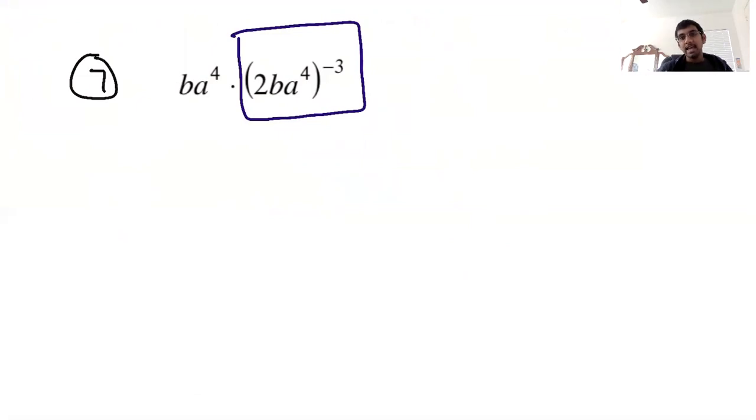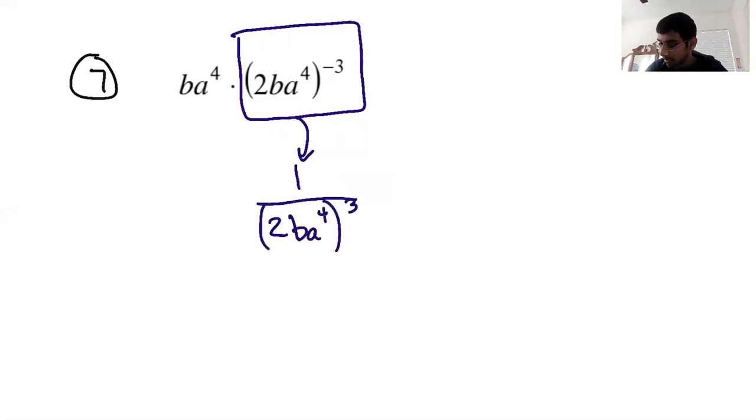So what that means is that essentially this whole thing is the same as 1 over 2ba to the fourth cubed, right? Because we had a negative exponent right here, and a negative exponent is essentially the same as if I put everything into a fraction and put all of this stuff that was being raised to the exponent on the bottom of that fraction, like I did right here, and then changing the sign to the opposite sign. So that's essentially what I did right there. And then we're multiplying this still times ba to the fourth.